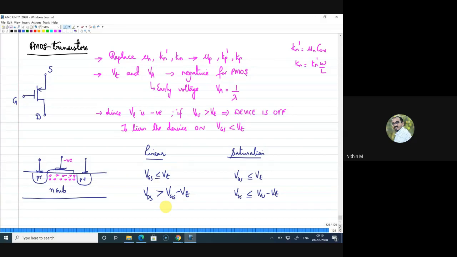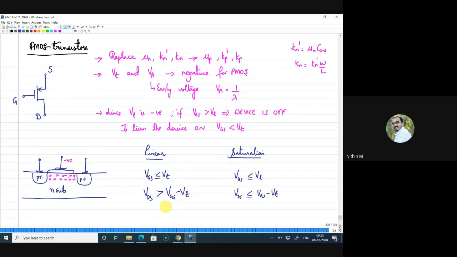But if, after reading textbooks, you want to write in terms of VSG or VSD, that is also not a problem. You can do that. The only thing is you have to understand that you have an N substrate, P plus source and drain, and the channel is a P channel. That is why your threshold is negative. Then when you write with respect to VSG or VGS, you have to take care of those small differences.